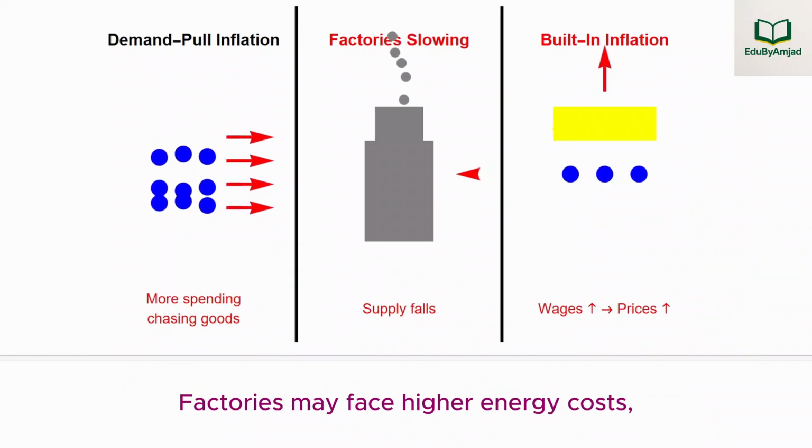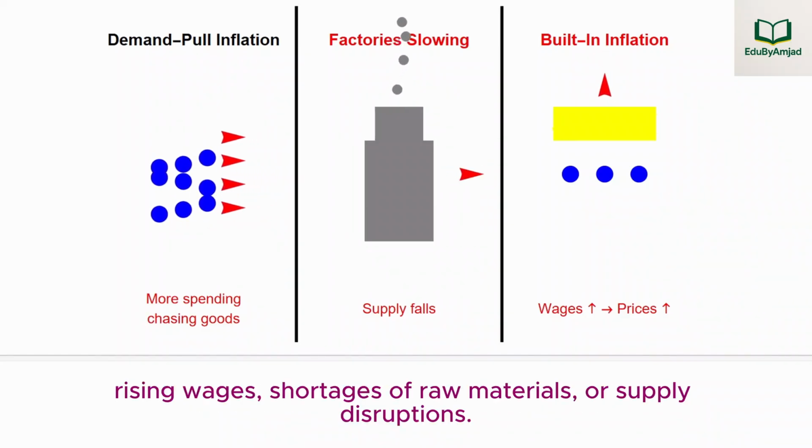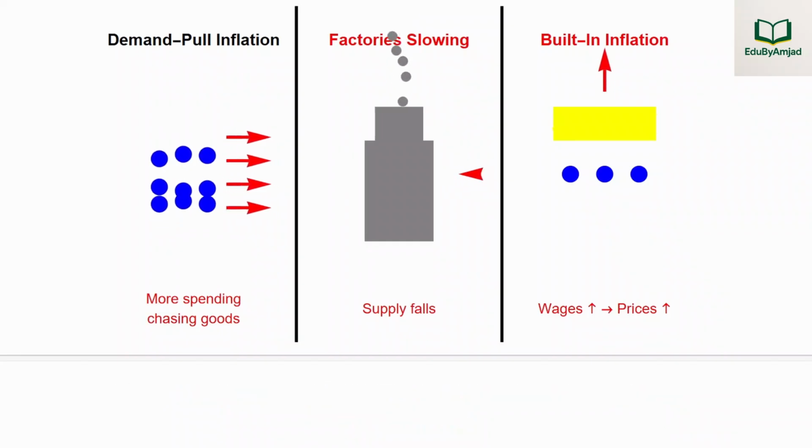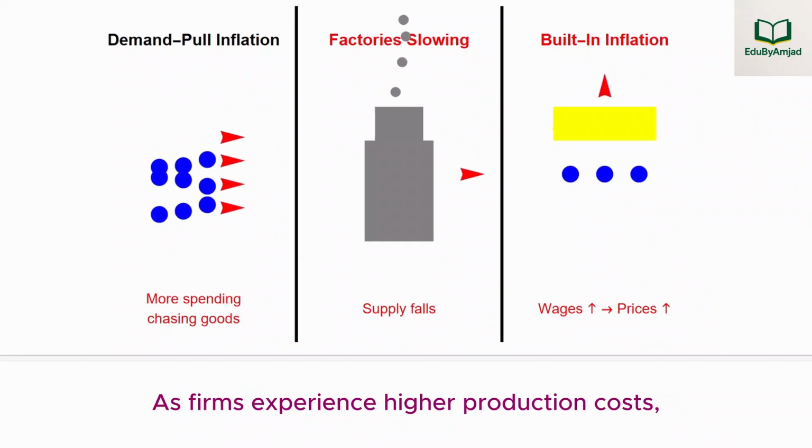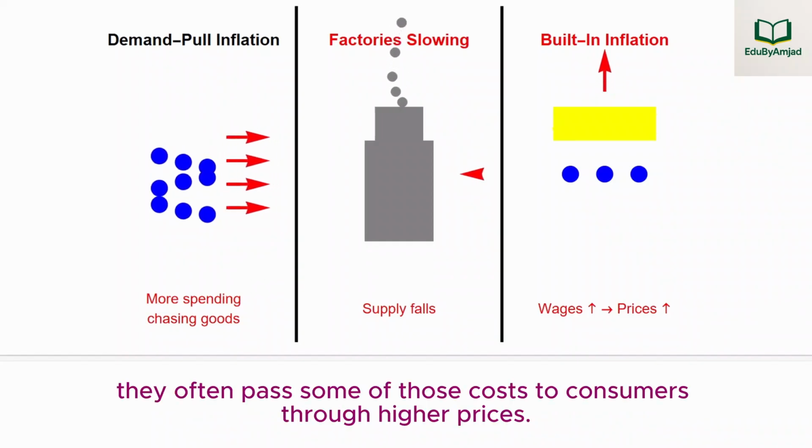Second, cost push inflation can occur when production becomes more expensive. Factories may face higher energy costs, rising wages, shortages of raw materials, or supply disruptions. As firms experience higher production costs, they often pass some of those costs to consumers through higher prices.